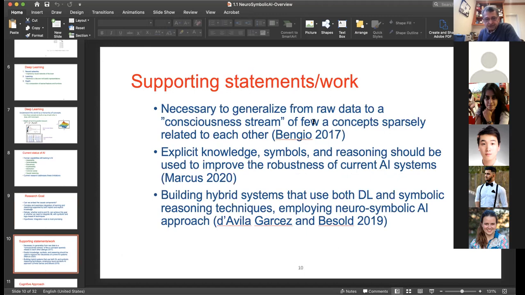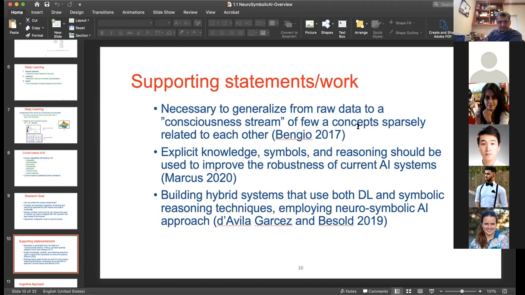All right. What are some of the deep thinkers saying about it? Necessary to generalize from raw data to a conscious stream of a few concepts sparsely related to each other. So Bengio, one of the authors of this book, says don't just work with raw data to output, but go from raw data to a consciousness stream to a few concepts, sparsely related to each other.